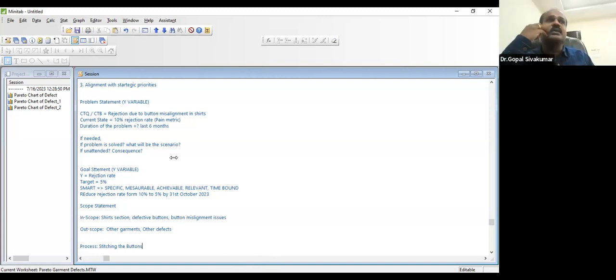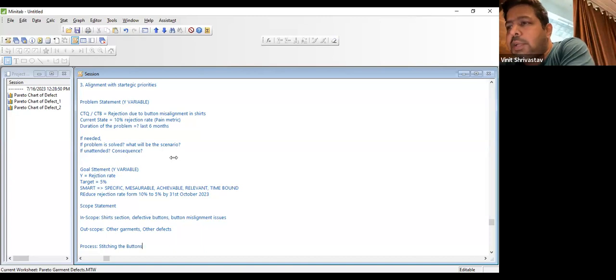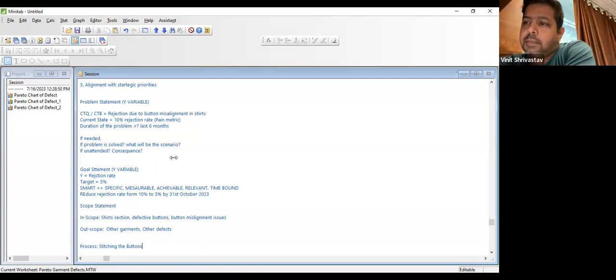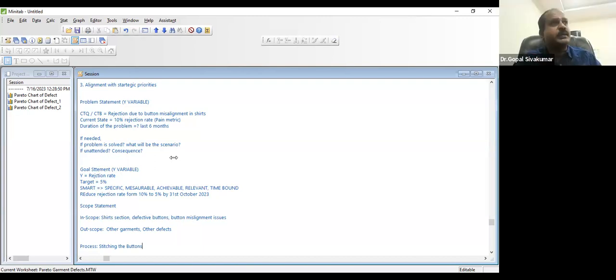No, see, are you able to separate the button alignment process separately from button stitching? If it is possible, it can be defined. So placing the button in proper alignment is one step inside your button stitching process, isn't it? So this is enough. Okay.